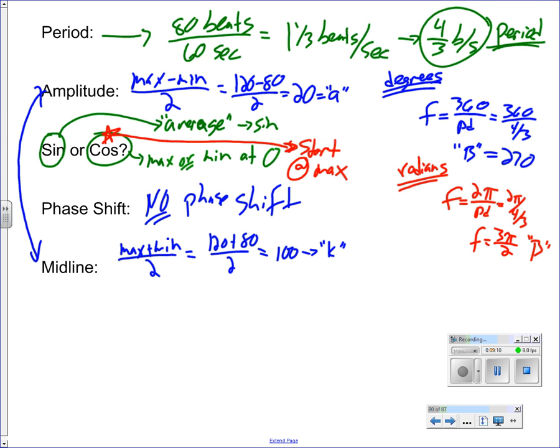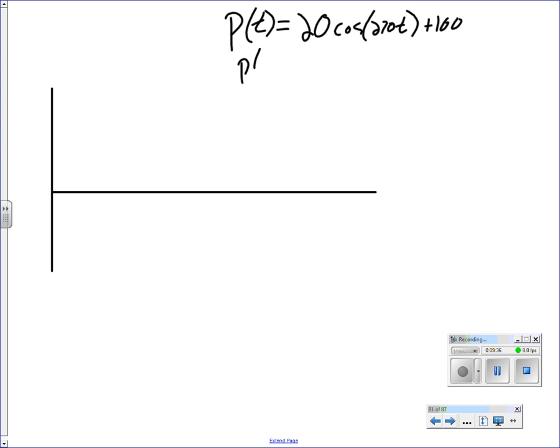So putting all these pieces together, we can plug in and come up with this function. We'll say pressure in terms of time equals 20, which is our amplitude, cosine, because it starts at a maximum. Our frequency using degrees was 270, times T, and then our midline was 100. Or we can do the same thing for radians. The only difference there is our frequency won't be 270 anymore, it's 3 pi over 2.